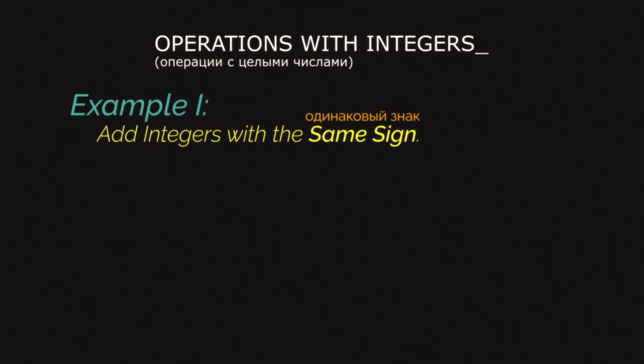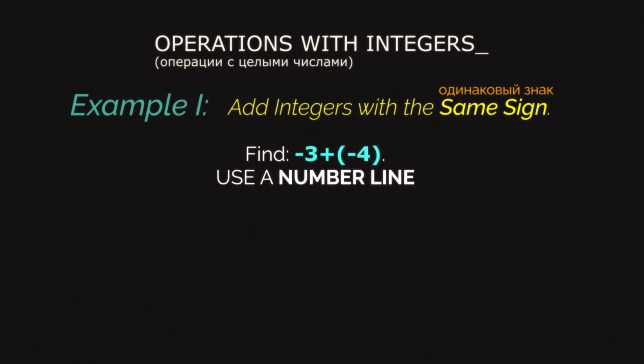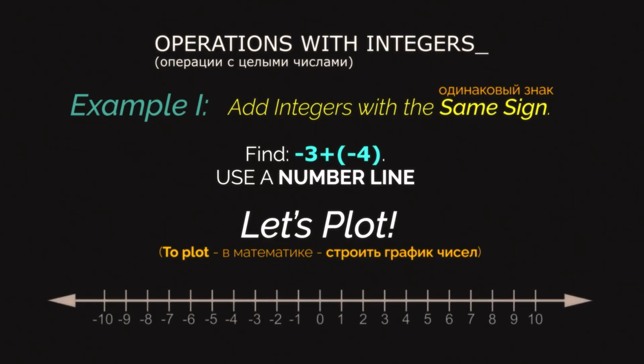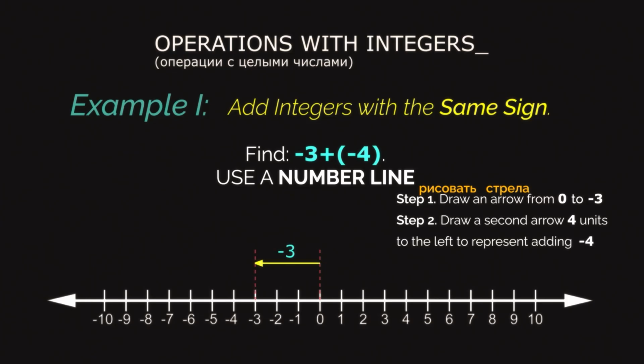Example 1. Add integers with the same sign. Let's find -3 plus -4. Use a number line, so let's plot. To plot в математике строить графики. Step 1. Draw an arrow from 0 to -3. Draw a second arrow 4 units to the left to represent adding -4. The second arrow ends at -7, so -3 plus -4 equals -7.